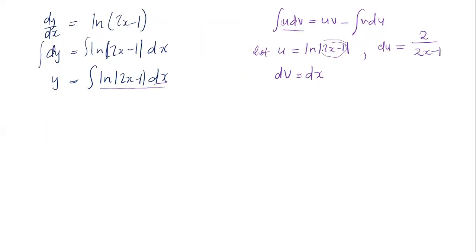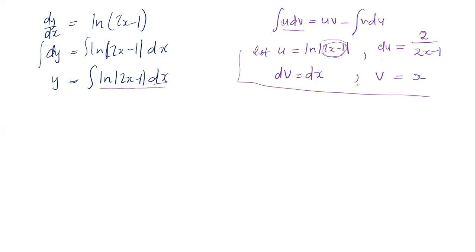So here we're going to differentiate 2x minus 1. It's going to give us 2. And then we're going to write 2x minus 1 as it is there at the bottom. And then we're going to get this. And therefore from here, we're going to integrate this equation. So what is the integral of dv? It's going to be v. What is the integral of dx? It's going to be x.